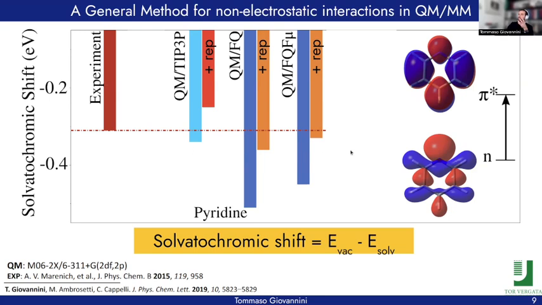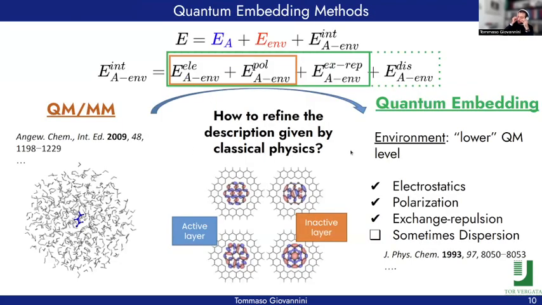Okay, but these methodologies, of course, depend on parameters. Can we do something that does not depend on parameters to describe the purely quantum mechanical interaction between the target and the environment? Yes, there has been the proposal of quantum embedding methodologies where the whole system is described quantum mechanically. Okay, so in this case, you describe everything quantum mechanically, but the environment, again, they are focus models, they are treated at a lower QM level.